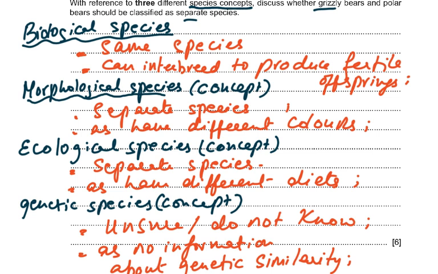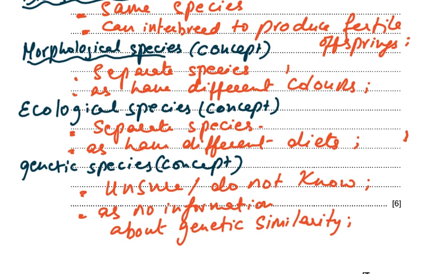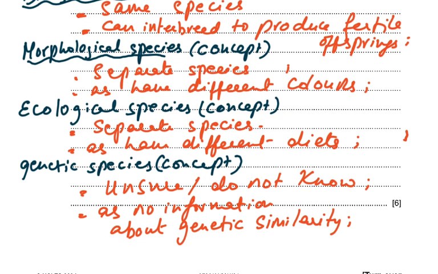So I've given you the different headings which I've written in black. The biological species concept, they are same because they can interbreed to produce fertile offspring. But morphological species, they are separate species as they have different colors. And the ecological species concept, they are separate species because they have different diets. Or they can even say they have different habitats. You could have said that as well. So ecologically, then genetic species concept, we are unsure because we have no information about the genetic similarity.